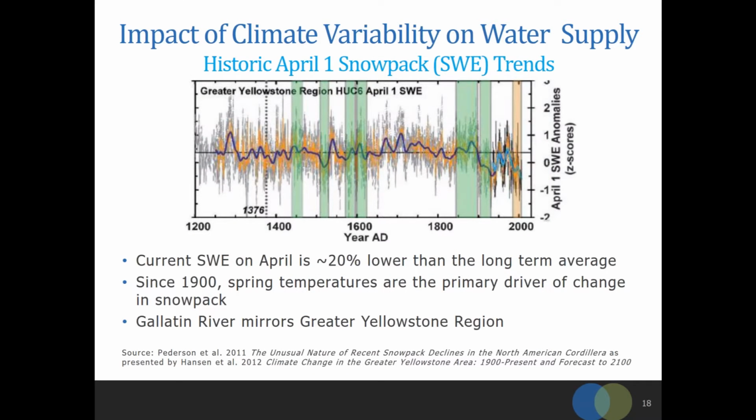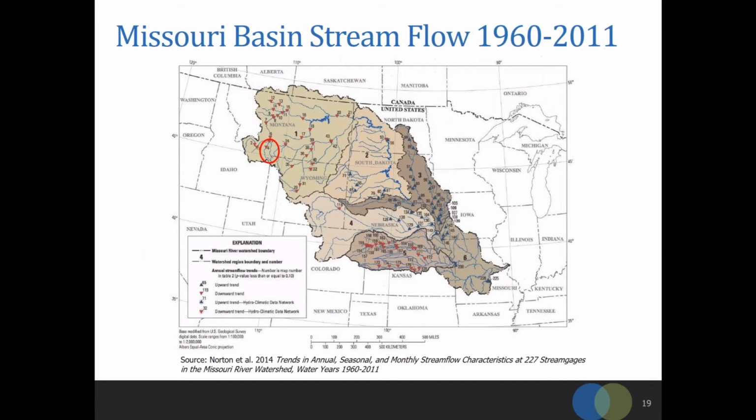Now looking at the impact of climate variability on water supply, this graph of historic snow water equivalent at the start of April indicates that we've lost approximately 20% of the water sitting in the mountains come April 1 compared to the long-term average, with temperature being the primary driver. While this is for the greater Yellowstone region, the Gallatin River itself mimics what you see here. Looking at the upper Missouri Basin and long-term stream flow, our focus area is that red circle there. You see small red triangles pointing down. That indicates that we have lower stream flows over the last 50 years, generally speaking, throughout the basin.